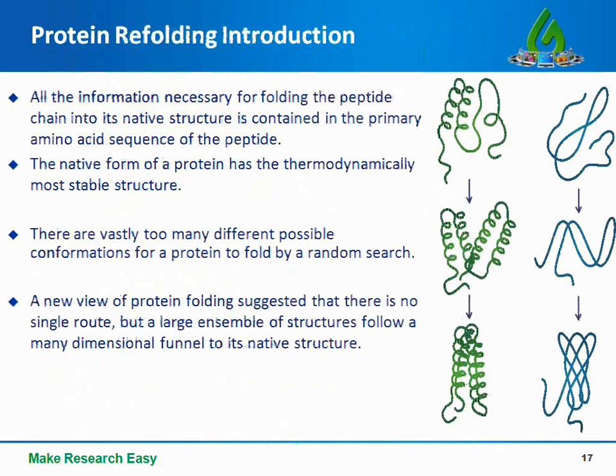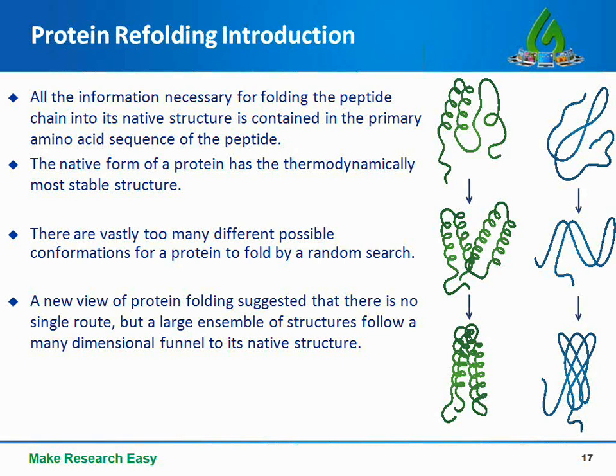The fact is that all the information necessary for folding the peptide chain into its native structure is contained in the primary amino acid sequence of the peptide, and the native form of a protein has the thermodynamically most stable structure. The challenge is that there are vastly too many different possible conformations for a protein to fold by a random search. Consider just the peptide backbone: there are three conformations per amino acid in the unfolded state. For a 100 amino acid protein, we have so many conformations that it would be impossible to do the correct folding based on a random search.